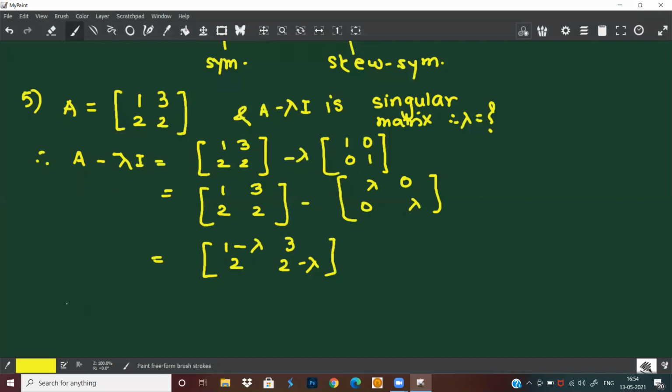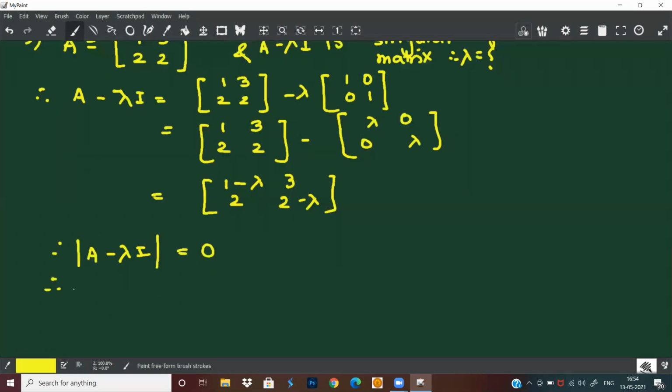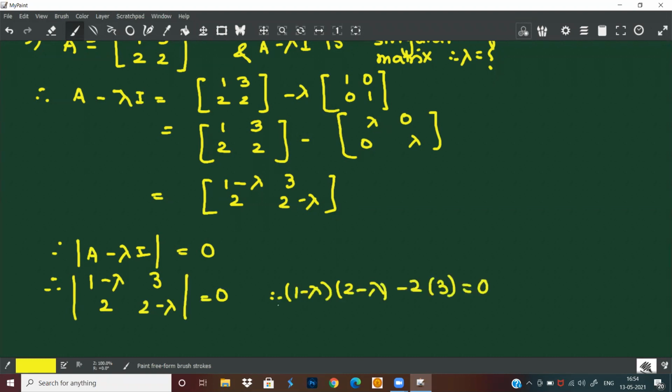Now this is a singular matrix. Therefore, its determinant will be 0. Meaning, the determinant with 1 minus lambda, 3, 2, 2 minus lambda will be 0. So it is this into this minus 2 into 3 is equal to 0. So it is 2 minus 2 lambda minus lambda. So you will have lambda square minus 3 lambda minus 4 is equal to 0.